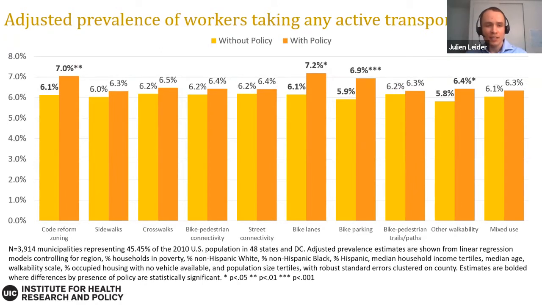For our overall measure, we found a number of positive associations, including with code reform zoning, where we found that without code reform zoning, an adjusted prevalence of 6.1% of workers took any form of active transportation to work. But with code reform zoning, 7% did so. And we similarly found positive associations for bike lanes, bike parking, and other walkability, which was a catch-all term for items not captured elsewhere on our zoning form and included things like pedestrian plazas and traffic calming measures.